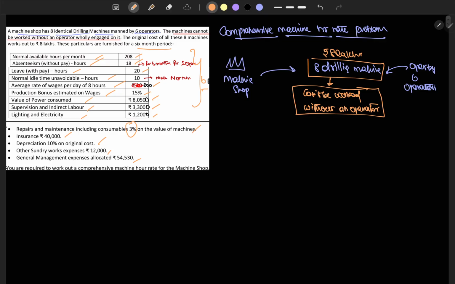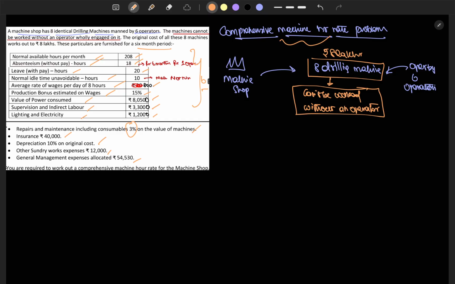So we have the base quantity level, which is machine hour in this sum. That's the main base quantity level. They have given overheads like value of power consumed, supervision, electricity, repair and maintenance, insurance, depreciation and sundry works expenses separately. So we have to total them, find the total machine hours actually spent, and find the comprehensive machine hour rate also.